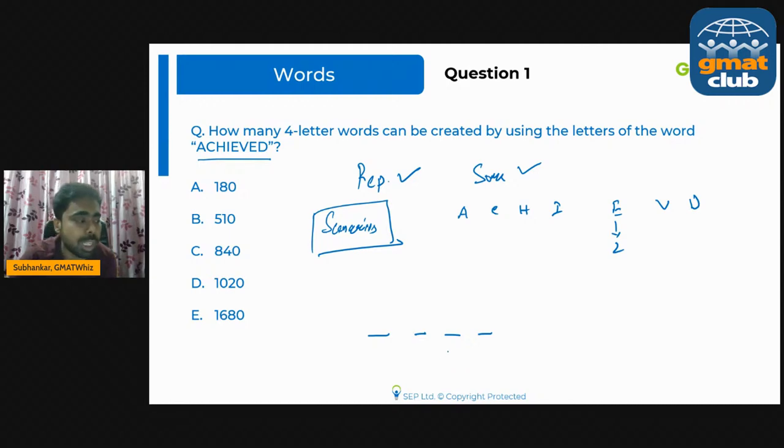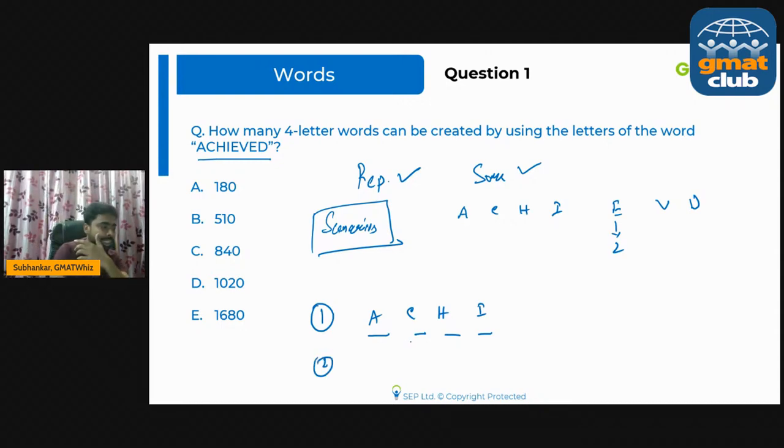Okay, so understand what I'm trying to say. I can get one particular type where all the letters are distinct. Something like, I'm just giving you a random example, say this, where I do not have any repetition. And the second scenario can come where I definitely have a repetition.